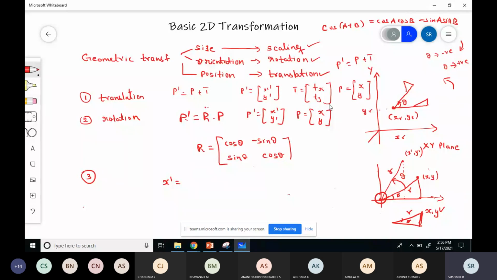Initially, the equation which we derived considered the point as 0 comma 0. Now you want to move it to some position called XR, YR. So just add XR to the equation which you have generated. What equation have you generated?